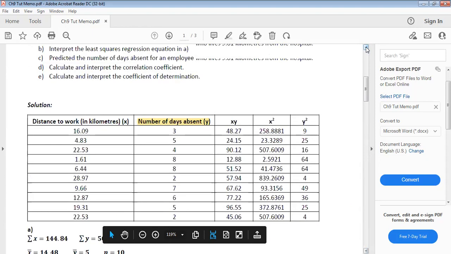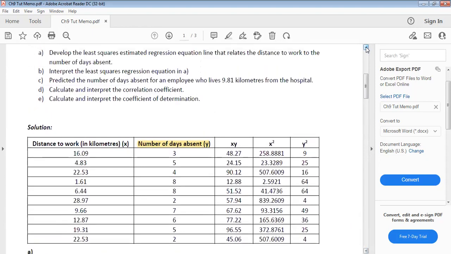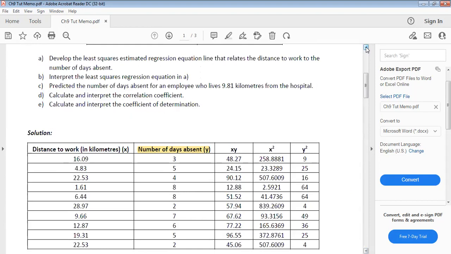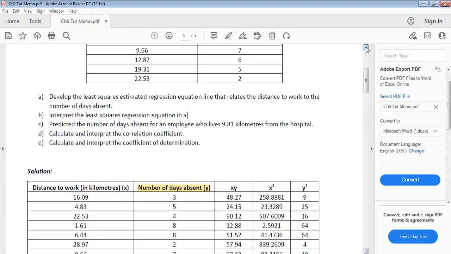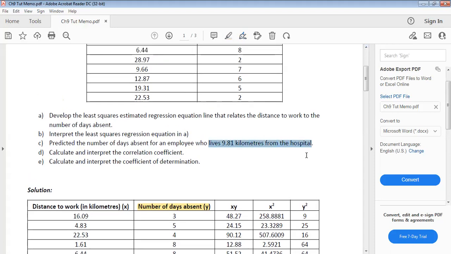All right. Question C is saying predict the number of days absent for an employee who lives 9.1 kilometers from the hospital. They're giving you kilometers, they're giving you x here, and they're telling you, can you predict?